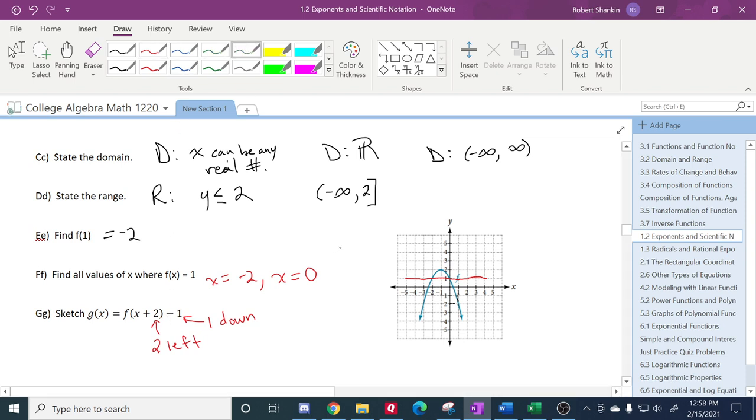So if we do that, I'm going to just take one key point, the vertex. That vertex, I'm going to shift it to the left 2 and 1 down, and it's going to be right here, and then here's my new parabola. It should look the same basic shape, but shifted to the left and 1 down. And give me feedback on C through G.